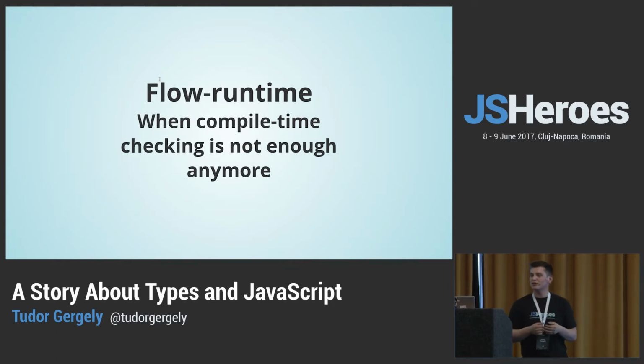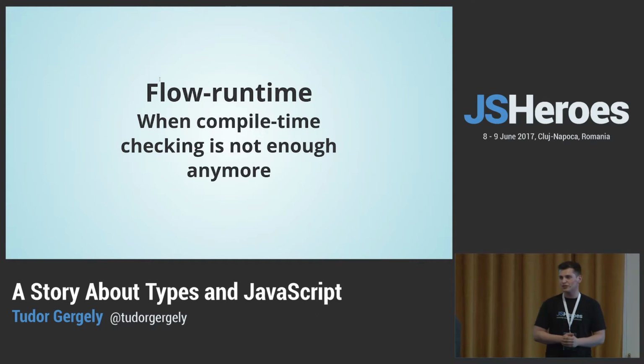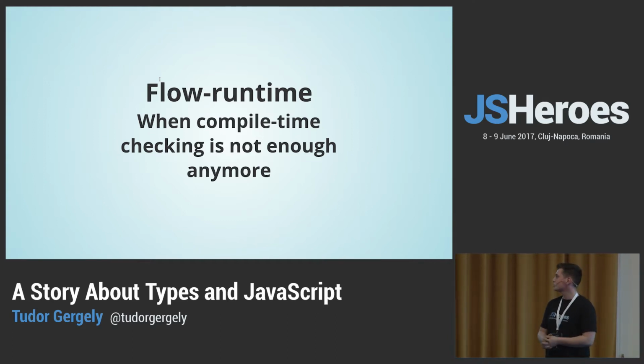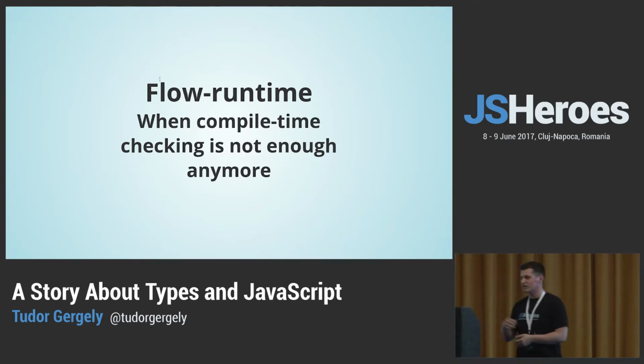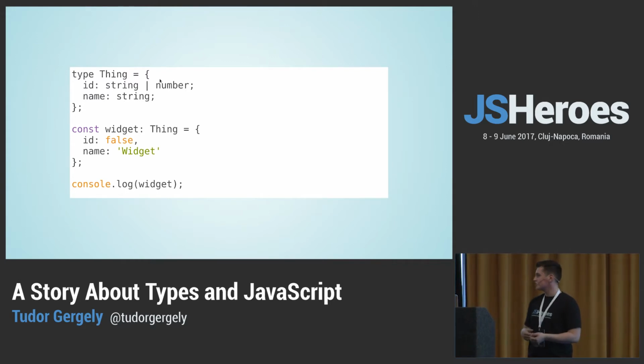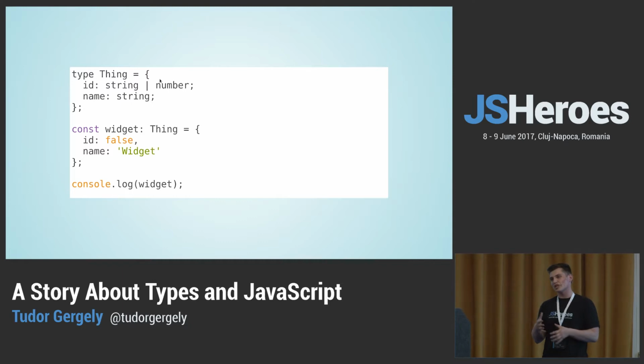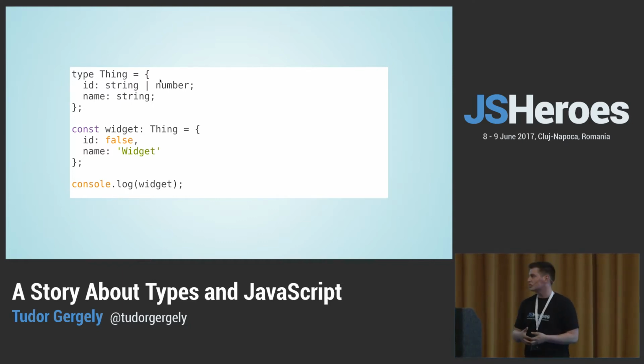That's why we have Flow Runtime. Of course, this is at a pretty early stage. It used to be called differently; now it's called Flow Runtime. And it helps when compile time checking is not enough. This is really important. Let's see what happens here. This is valid TypeScript, and this is valid Flow code, actually. But Flow Runtime doesn't only work with Flow, it also works with TypeScript.